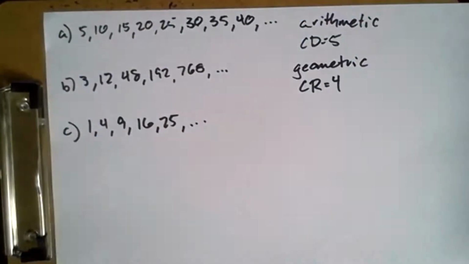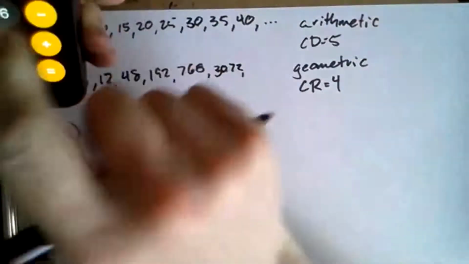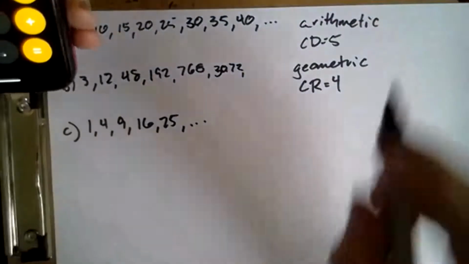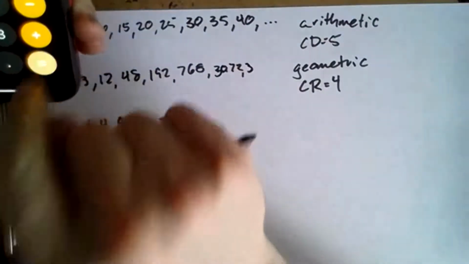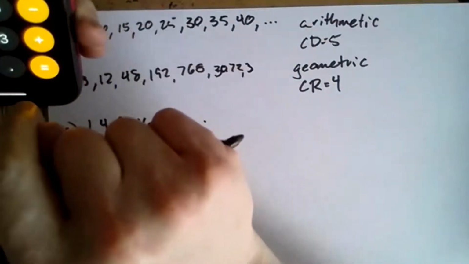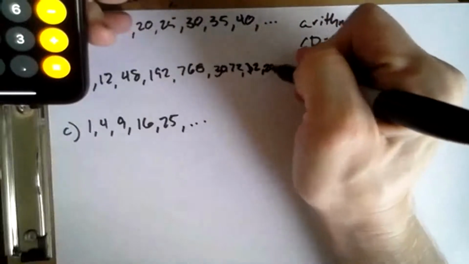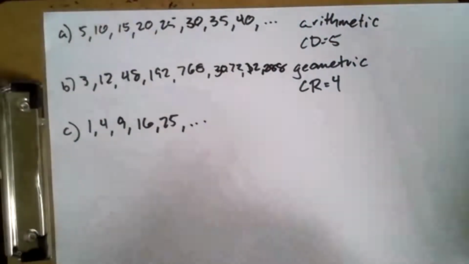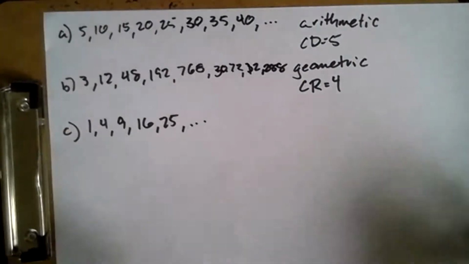So then to find my next element in the sequence, I would take 768 and multiply that by 4 and get 3072. Multiply that by 4. Okay, 3072 times 4 is 12,288. And we could go on from there, but I've run out of room there, so I'm not going to.